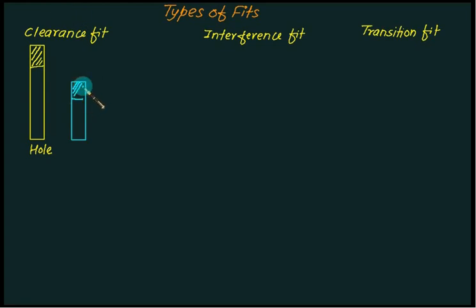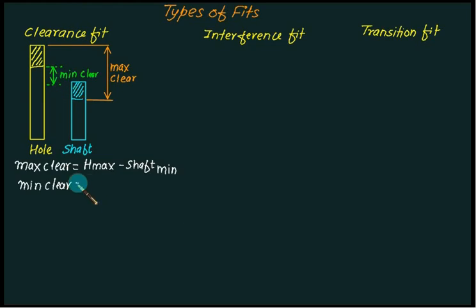So this one represents the shaft with tolerance, and it is clearly observed that both the limits of the hole are more than the shaft limits. So the maximum size of hole and the minimum size of the shaft is called the maximum clearance, and the minimum size of hole and the maximum size of shaft is called the minimum clearance. So we have maximum clearance and minimum clearance.